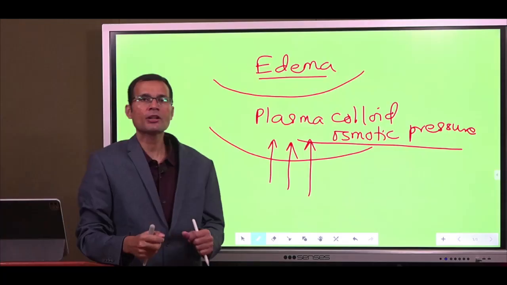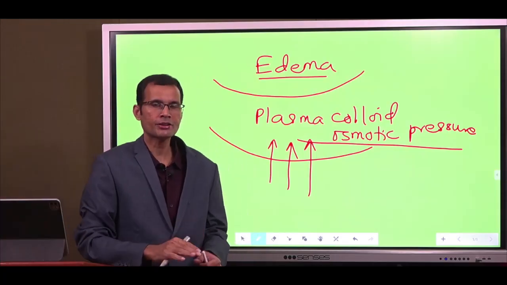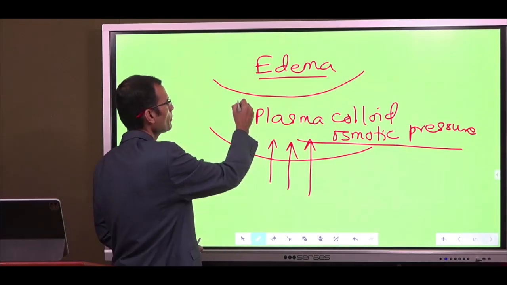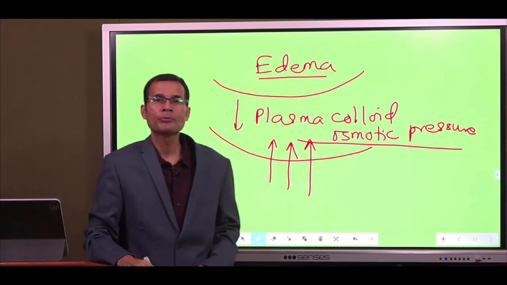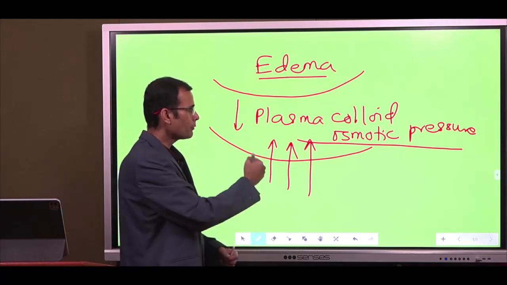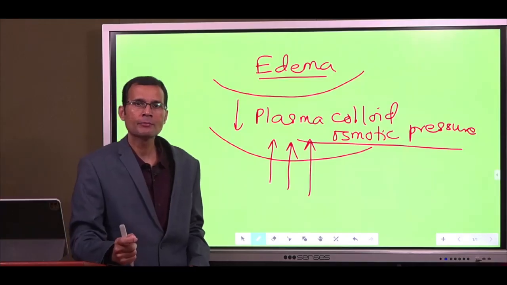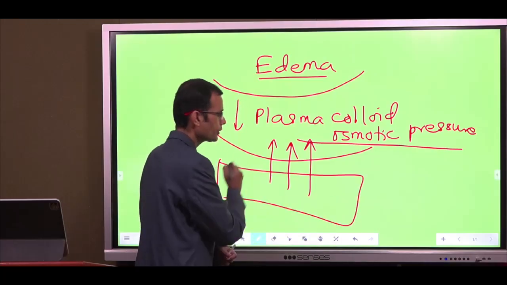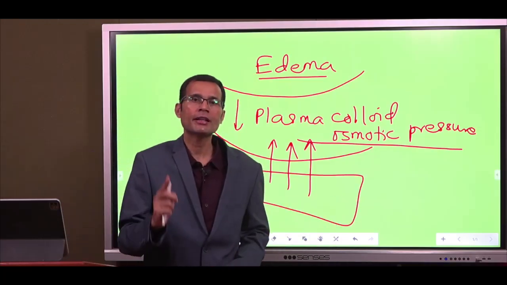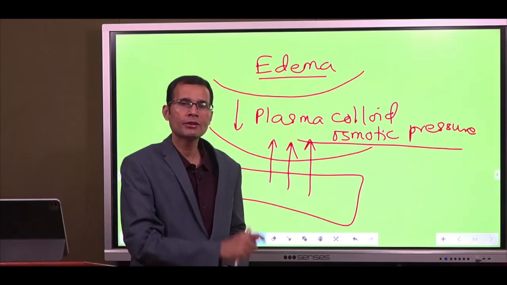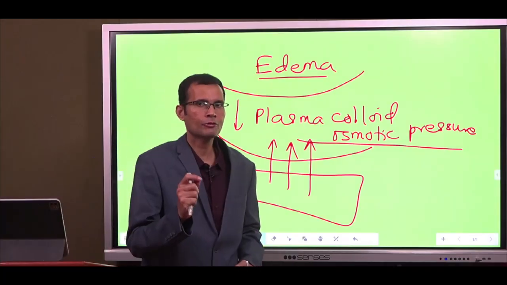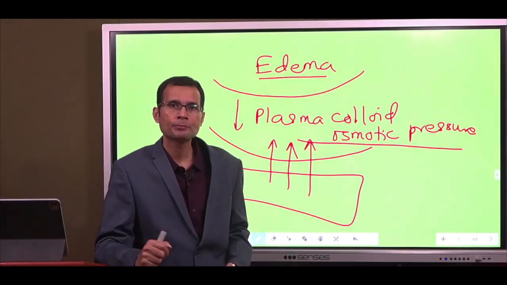Edema is excess accumulation of fluid in the interstitial space. So because of the decrease in plasma colloid osmotic pressure, the water could not be pulled back into the capillaries. Water will stay in the interstitium within the tissues. This will result in edema. So remember, in severe liver diseases, of course, there will be edema.